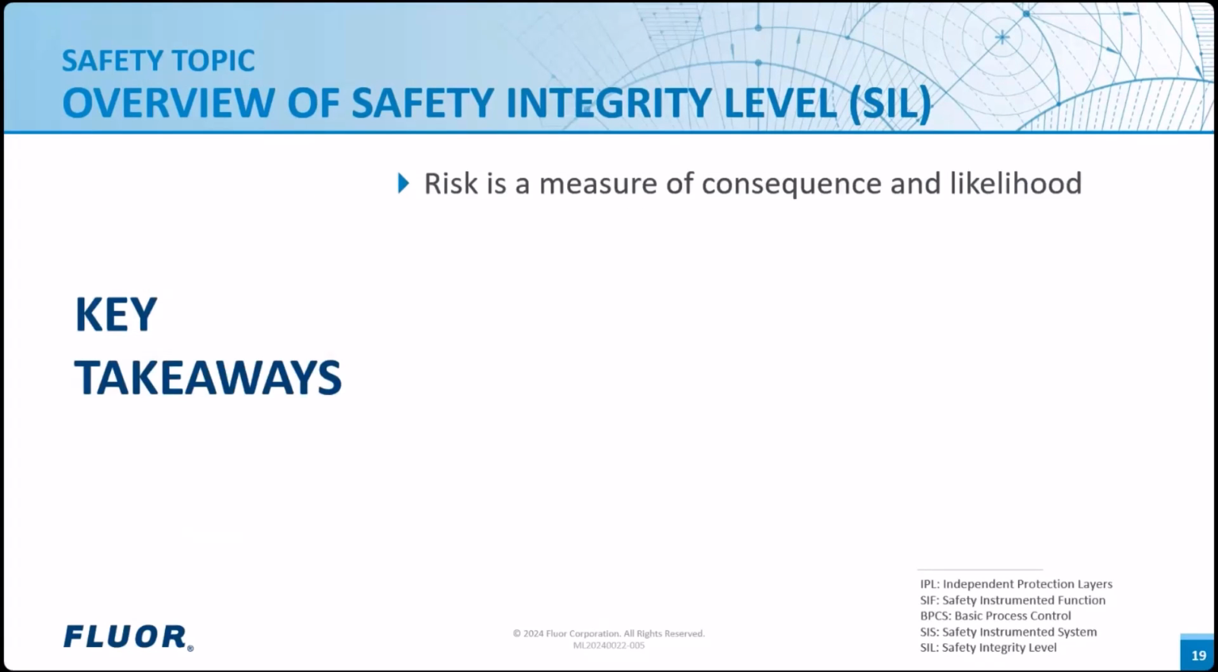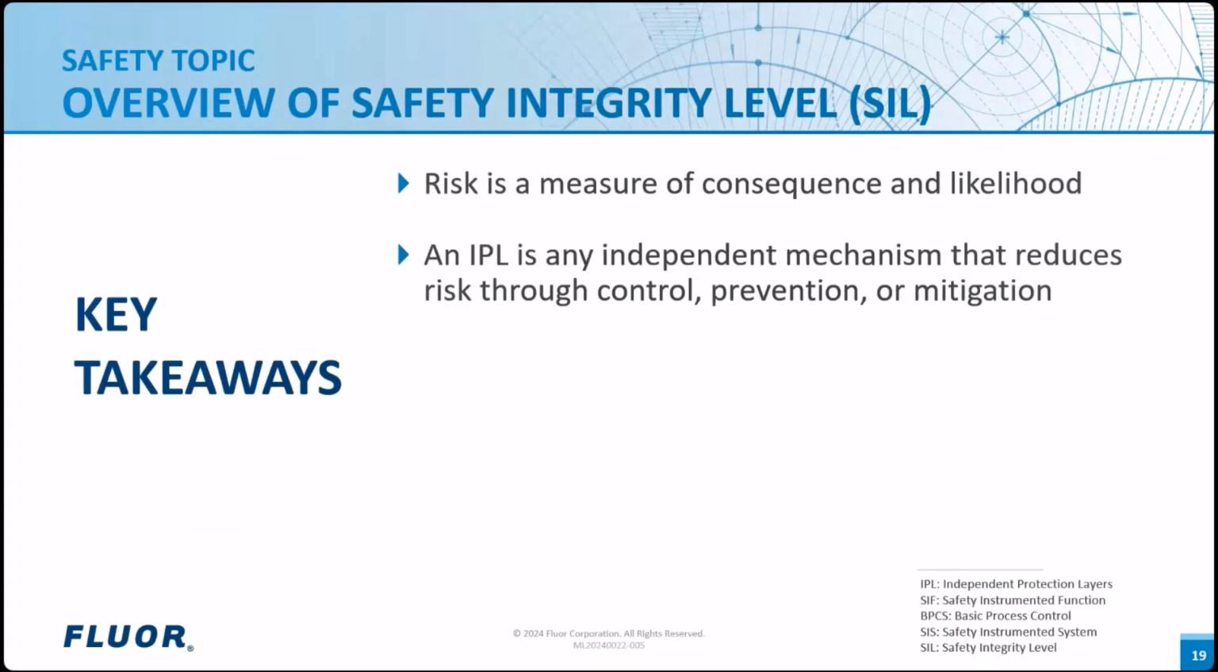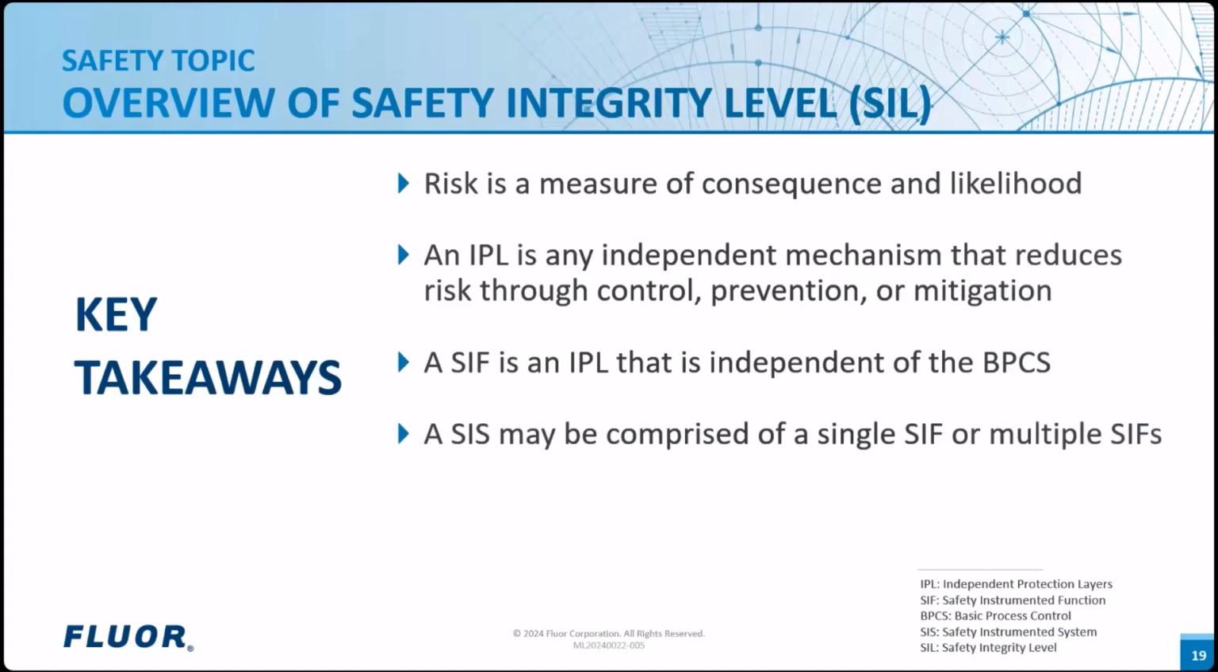Risk is a measure of consequence and likelihood. An independent protection layer, or IPL, is any independent mechanism that reduces risk through control, prevention, or mitigation. A safety instrumented function, or SIF, is an IPL that is independent of the basic process control system. It is designed to bring the process to a safe state when a hazardous condition occurs. A safety instrumented system, or SIS, may be comprised of a single SIF or multiple SIFs.